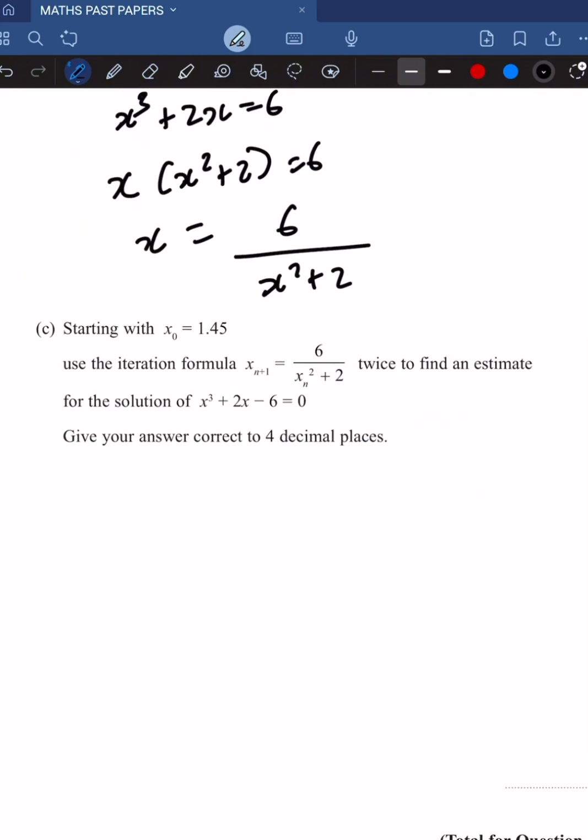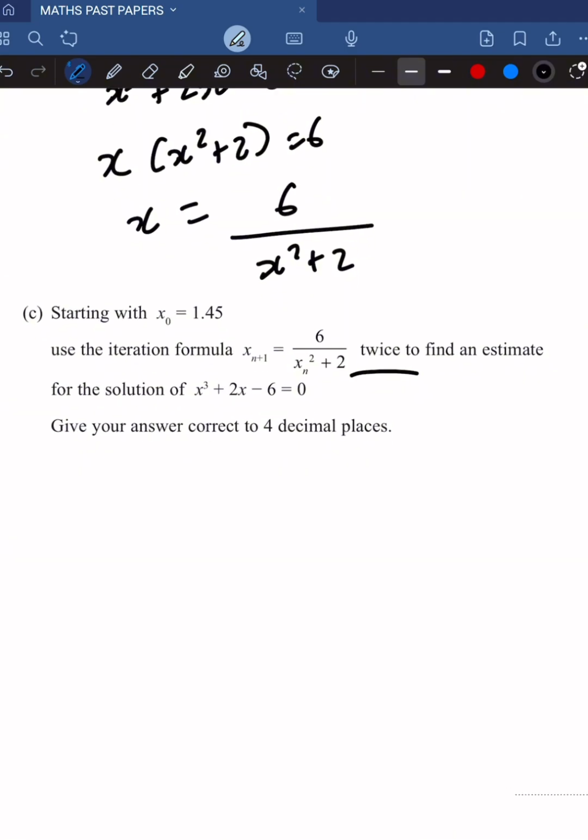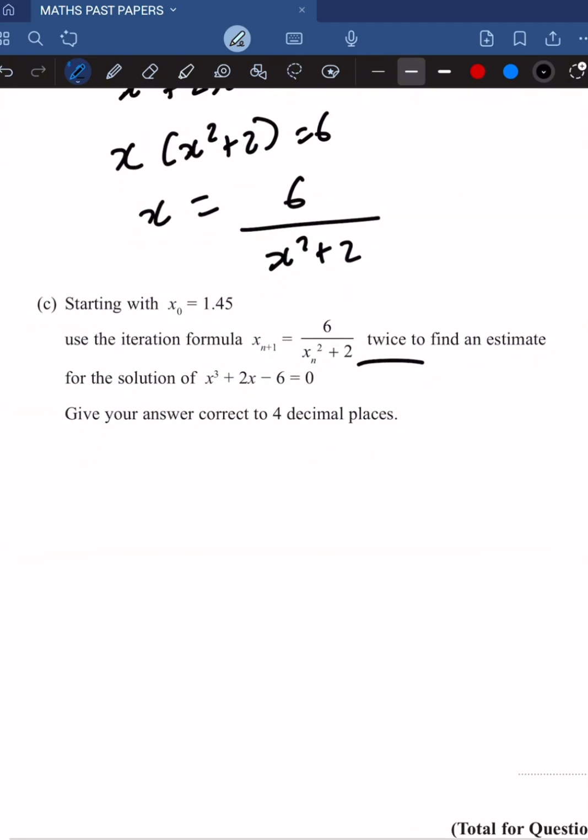This is iteration now. So starting with x0 equals 1.45, use the iteration formula. So use this twice, to find an estimate for the solution, and give your answer correct to 4 dp.